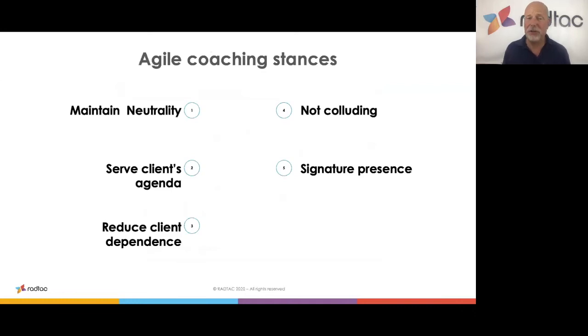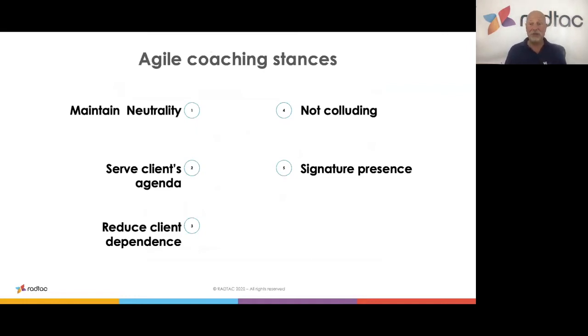coaching stances, maintain neutrality, I would suggest. Don't force your cognitive bias onto people. Serve the client's agenda. At the end of the day, Agile isn't about doing perfect Agile. Scrum Master is not about doing perfect Scrum. It's about enabling the client to achieve whatever it is the client wants to achieve in the most effective way we can achieve it, and then continuously improving. So we need to be serving the client agenda.